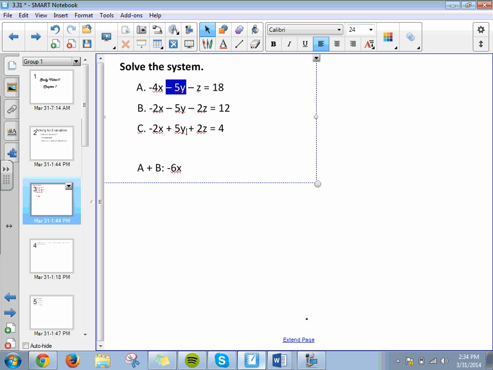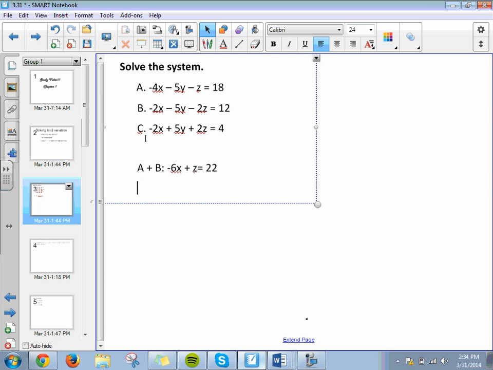And then we've got minus 5y plus 5y, so that'll just go away. And then negative z plus 2z, so I'll be left with a plus z is equal to 18 plus 4, 22. Underneath it, I want one more equation, so I combined A and B.